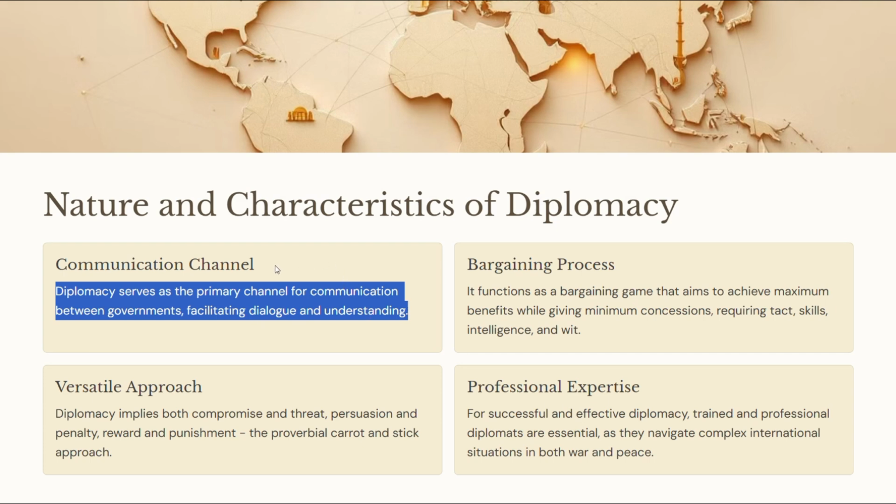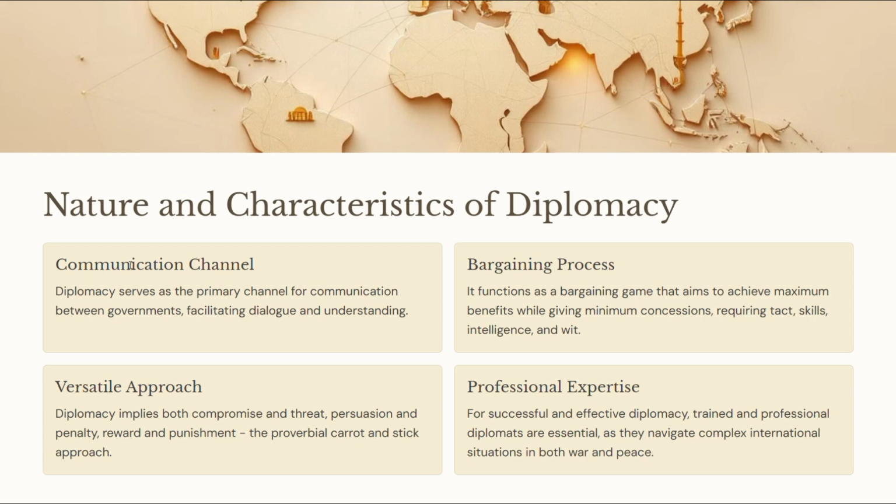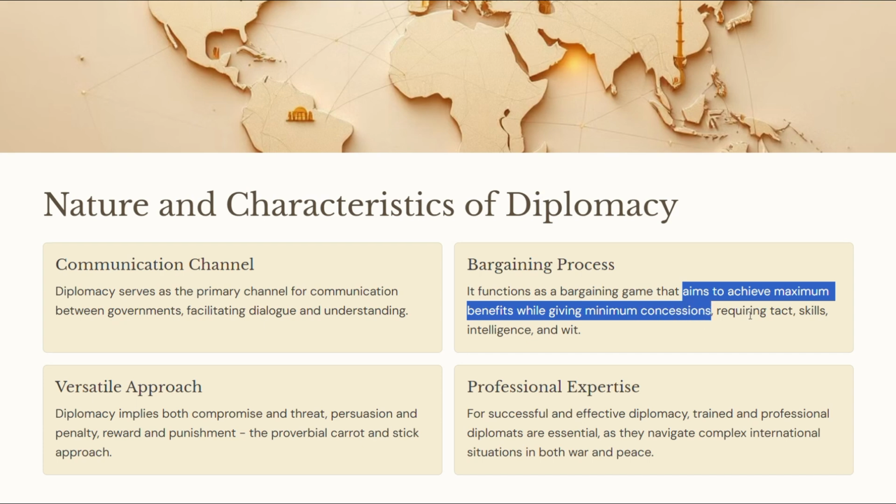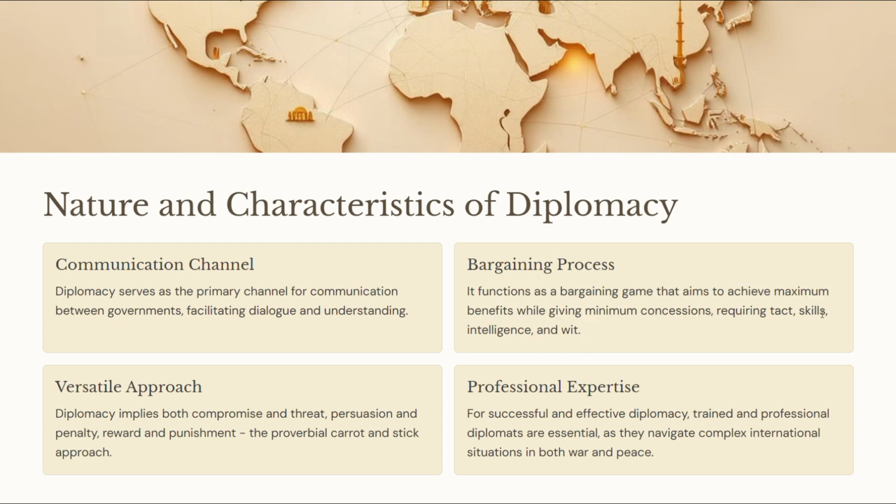So what is the nature and characteristics? It serves as a communication channel. It involves a bargaining process. It functions as a bargaining game that aims to achieve maximum benefits while giving minimum concessions. It requires tact, skills, intelligence, and wit. These are the characteristics of diplomats. A diplomat should be tactful, skillful, intelligent, and have a sense of humor as well.